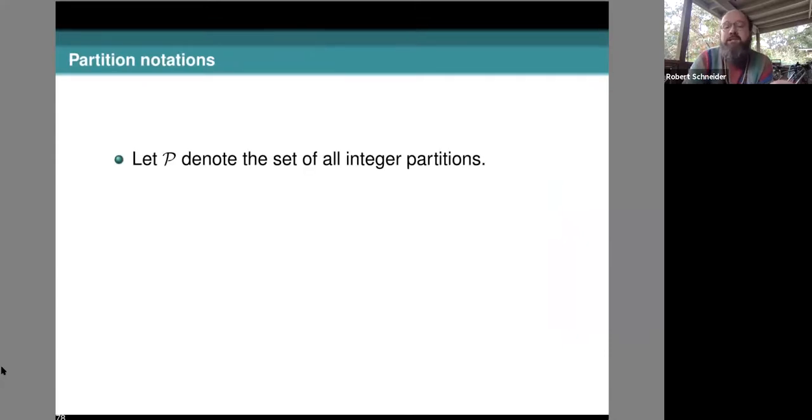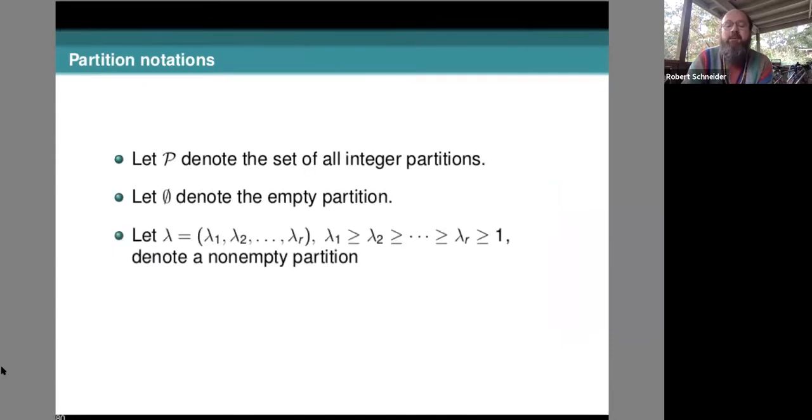Okay, so here are a few notations. P is the set of partitions. We have the empty partition. Lambda is a multi-set of parts of the partition. They're ordered from left to right, going from greatest to least.